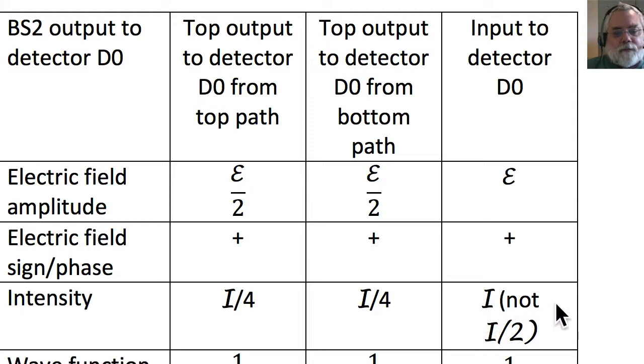Now, notice that if we had just added the intensity, I/4 plus I/4, we would have gotten I/2, and that is not correct. We have to add the electric fields with the correct sign and then calculate the intensity. And we find that all the light intensity that we put into beam splitter 1 goes to detector D0. This is a little surprising.